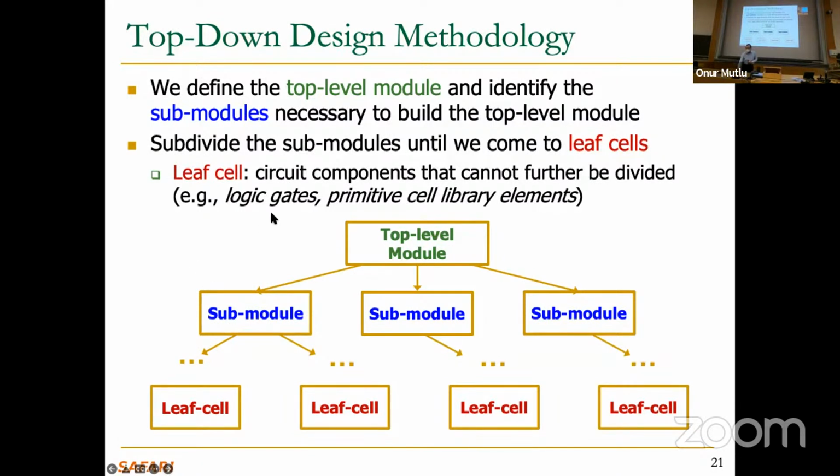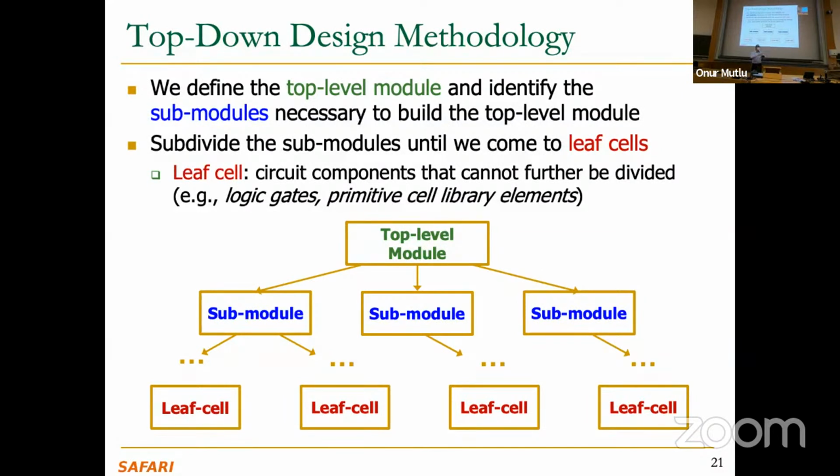So what's a leaf cell? Leaf cells are circuit components that cannot be further divided. So this could be very basic logic gates like AND gates, NAND gates, NOR gates, or it could be primitive cell library elements. So it depends on your goal. Your goal may be to design into some library, let's say. This is a library of hardware modules that you want to use in your design.